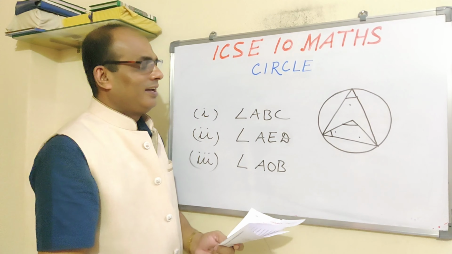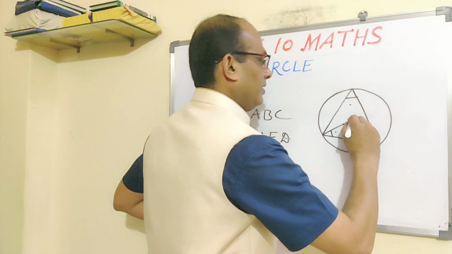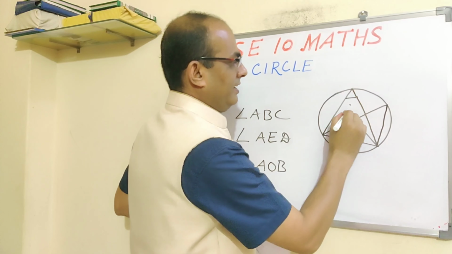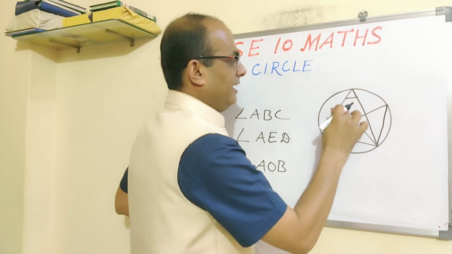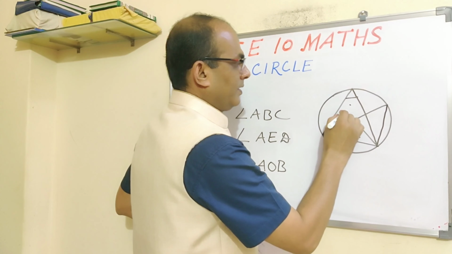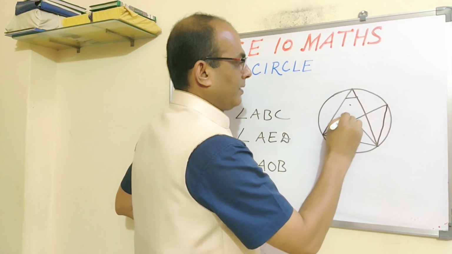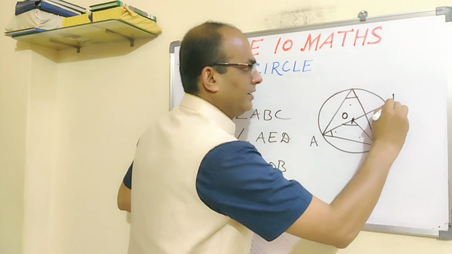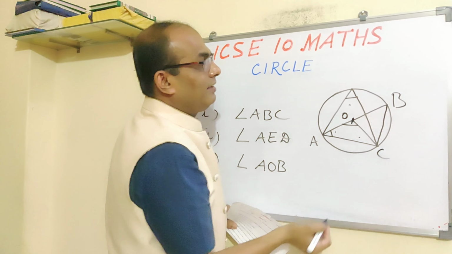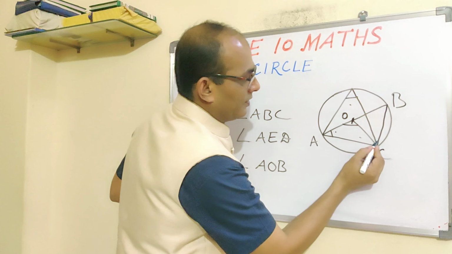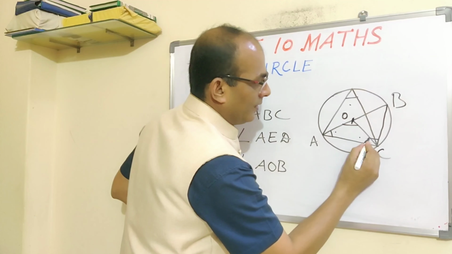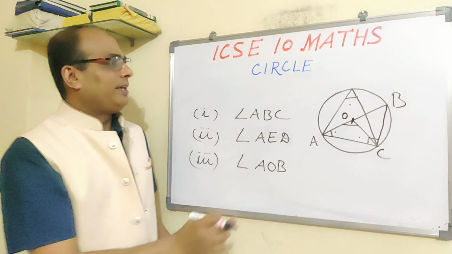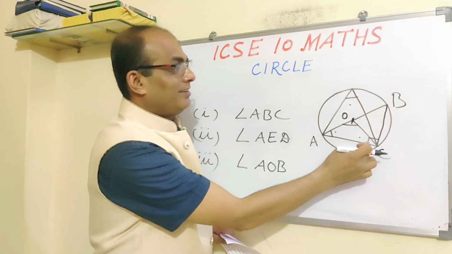For example, suppose it's like this. This is the center, and this is diameter AB. This is the diameter. This angle C will be 90 degrees. Angle ACB is 90 degrees because this is the angle in a semicircle.